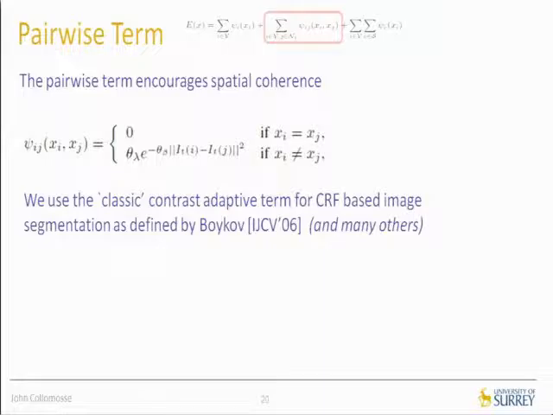The pairwise term is fairly standard. It just basically will penalize contrast change within a single label region. So this is seen in many papers.